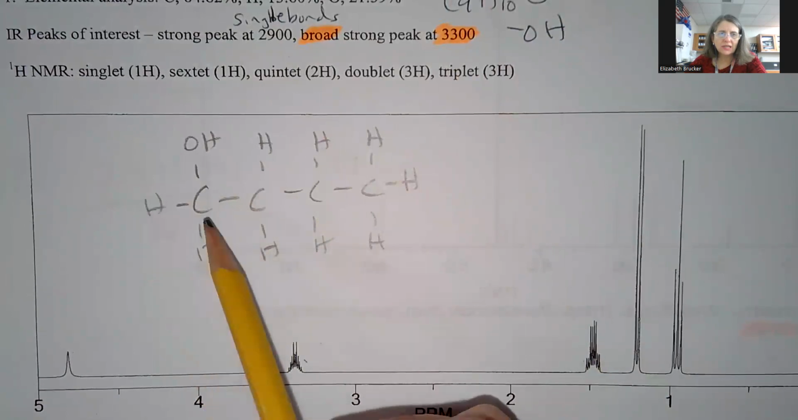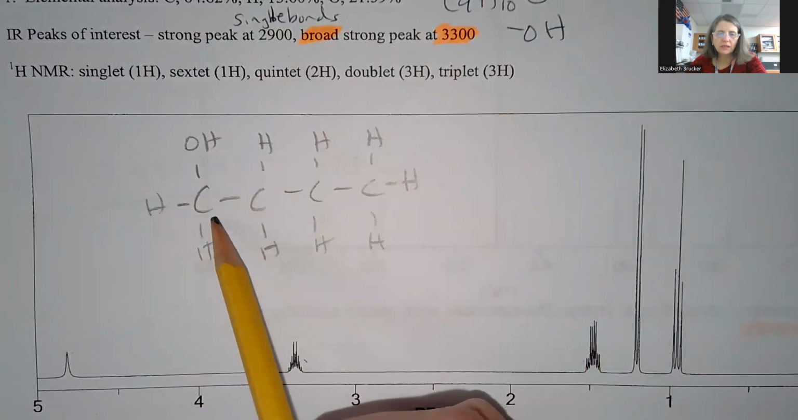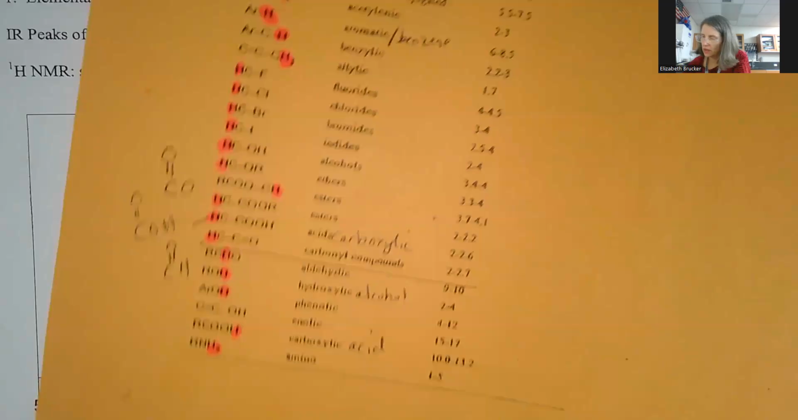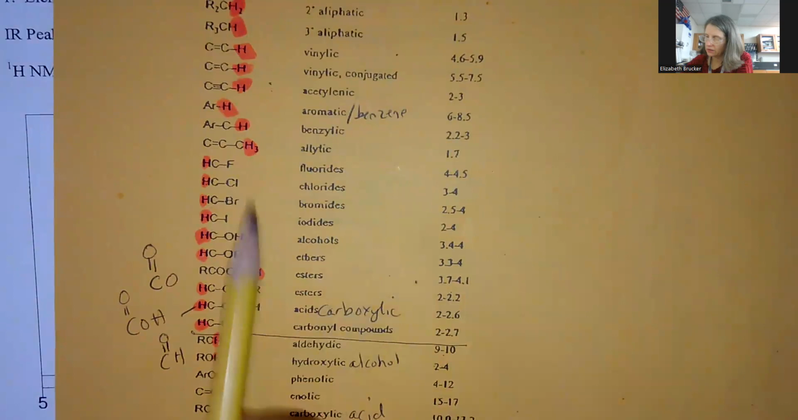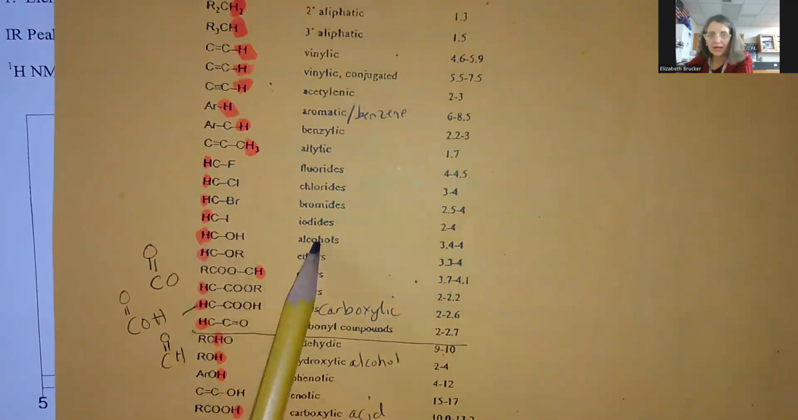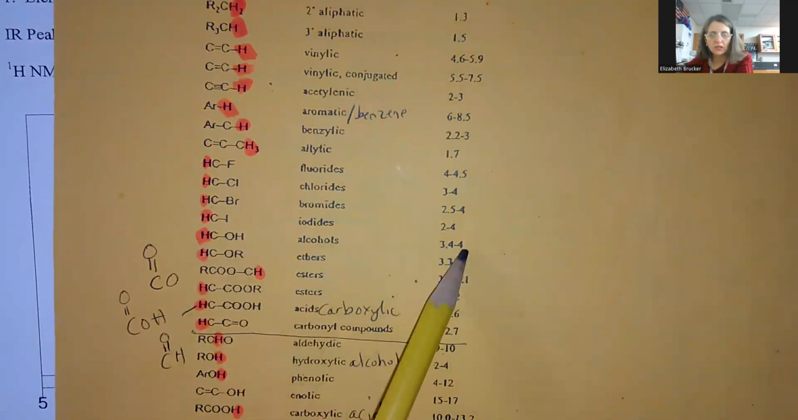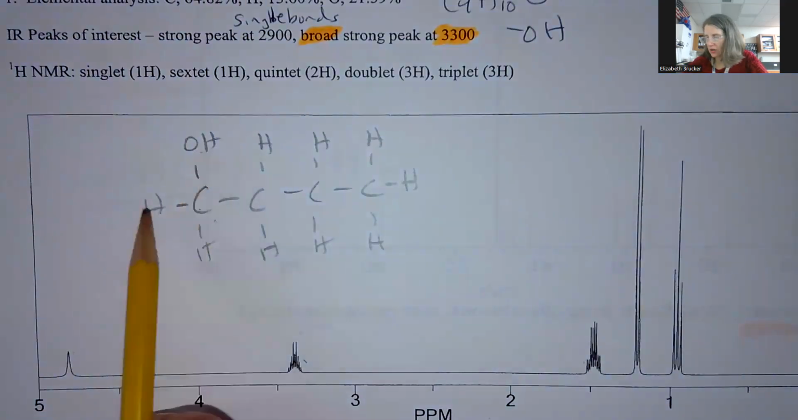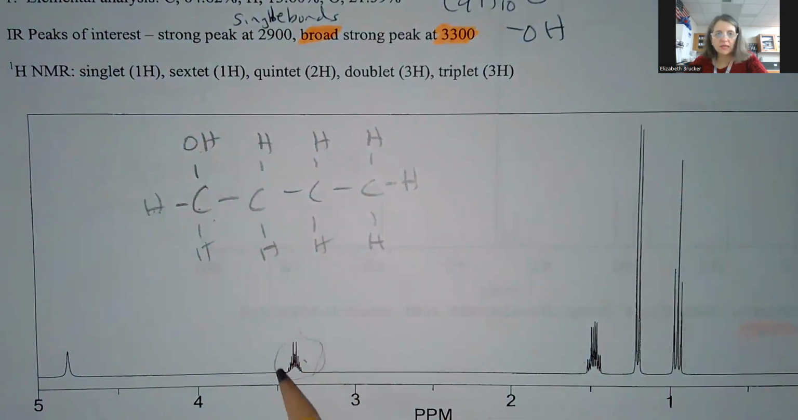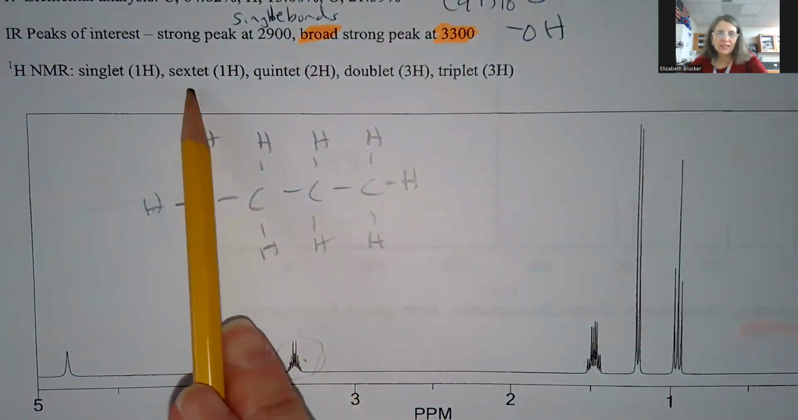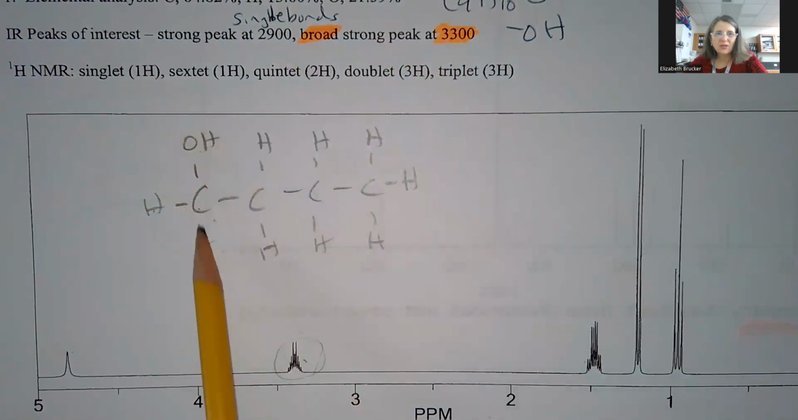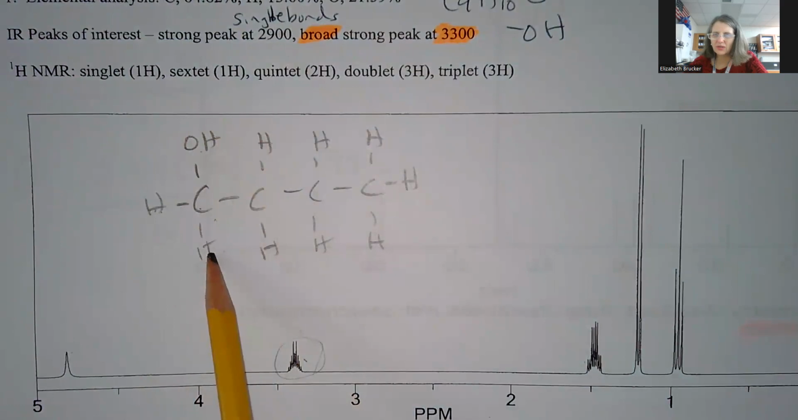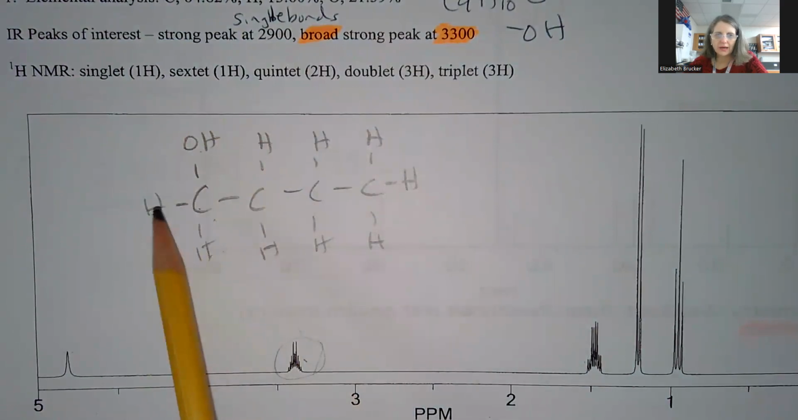This hydrogen here that's attached to this carbon is going to be way down field, okay? If you look at your NMR chart, a hydrogen attached to a carbon that has an OH is going to be between 3.4 and 4. So this hydrogen is on that carbon, so it's got to be this peak here. And it's telling me I have a sextet. It's also telling me only 1 hydrogen sees that. And I have 2 here. So something's wrong. Something isn't working out right.